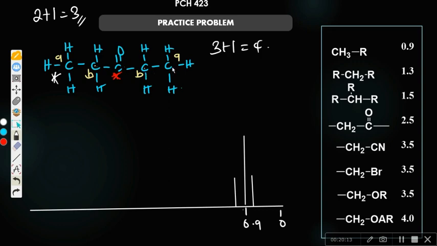The same thing is applicable here. To this side is 3, to this side, no. 3 plus 1, 4. Quartet. So you are going to have a quartet. And because CH2 normally is supposed to be at 1.3, but because of its proximity to this group, you are going to see it at around, let's say, 1.7. All right? Let's just put it at around 1.7. So you are going to see something like this. A quartet.